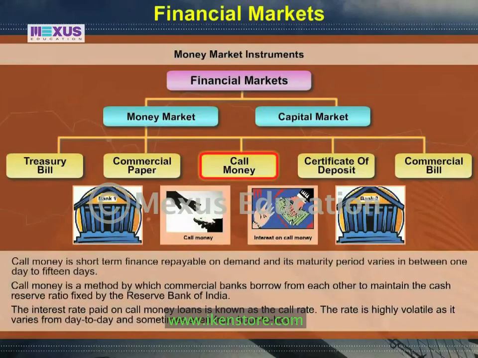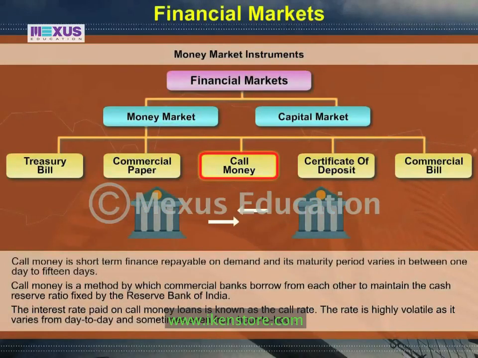Call money. Call money is short-term finance, repayable on demand, and its maturity period varies between 1 day to 15 days. Call money is a method by which commercial banks borrow from each other to maintain the cash reserve ratio fixed by the Reserve Bank of India. The interest rate paid on call money loans is known as the call rate. The rate is highly volatile as it varies from day to day and sometimes even from hour to hour.